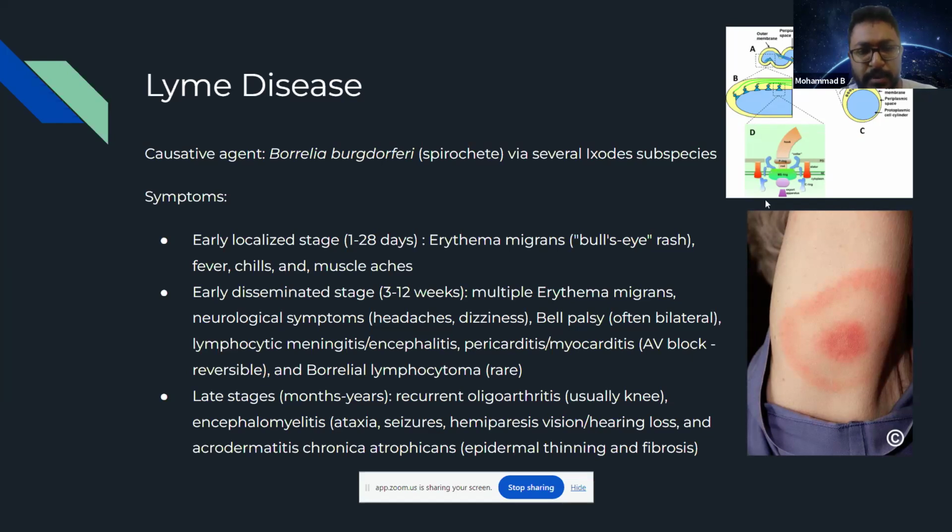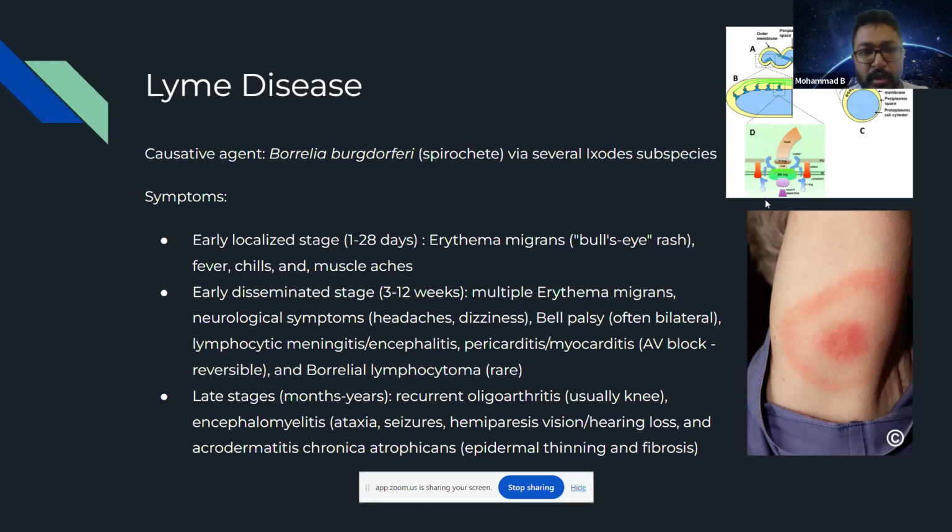After a few weeks, people start getting more of those rashes all over their body, and they start feeling neurological symptoms, for example, headaches, dizziness, and Bell's palsy. In 5% of patients with Lyme disease, they often experience Bell's palsy, and it's usually bilateral. They can also get meningitis and encephalitis. Those are the inflammation of the meninges and the brain, respectively.